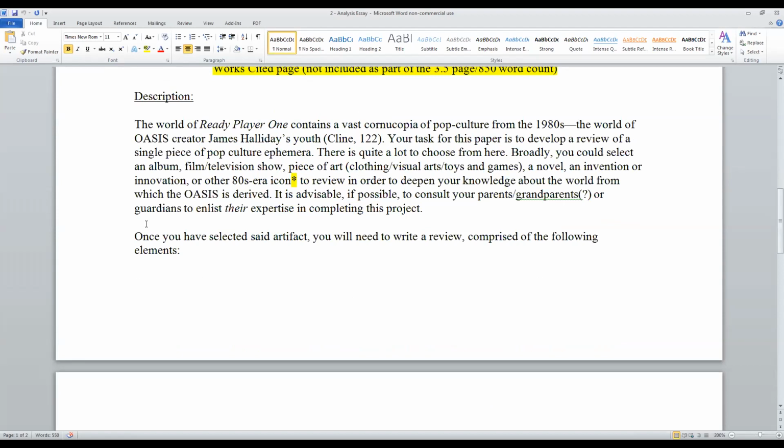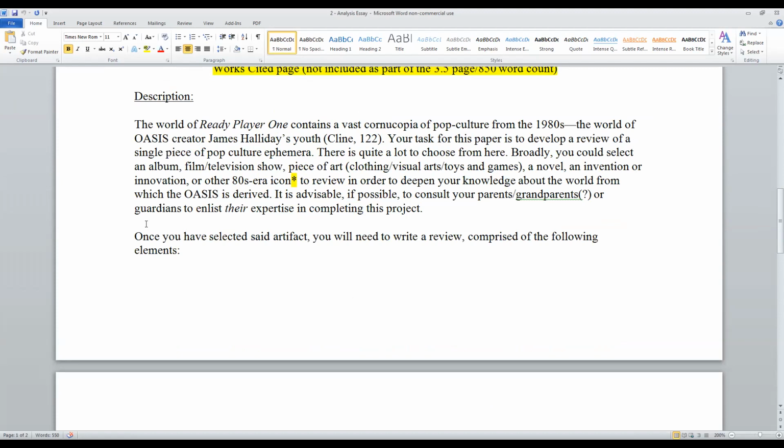The world of Ready Player One contains a vast cornucopia of pop culture from the 80s. The world of the Oasis creator James Halliday's youth. And as we saw in the PowerPoint last time, that was part of his obsession, to create the game so that people could garner an appreciation for the things he enjoyed.